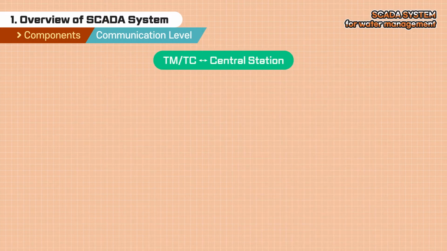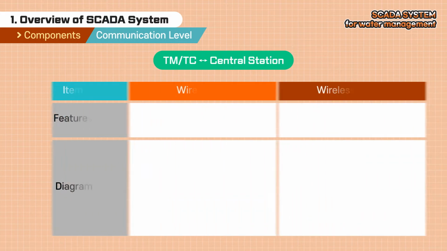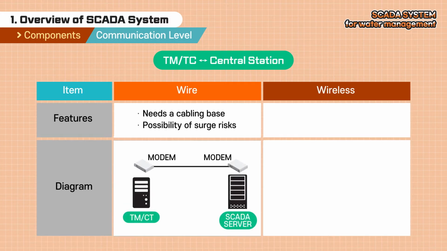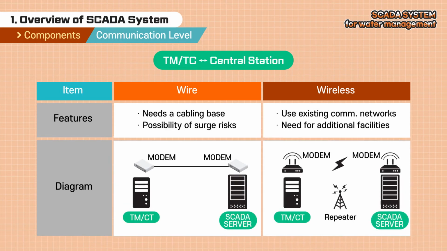The method of transmitting data to TMTC and Central Operations Center is divided into wired and wireless communication. For wired data communication, a cable is installed to communicate with a cable modem, while LTE and satellites are used to communicate with remote sites for wireless data communication.